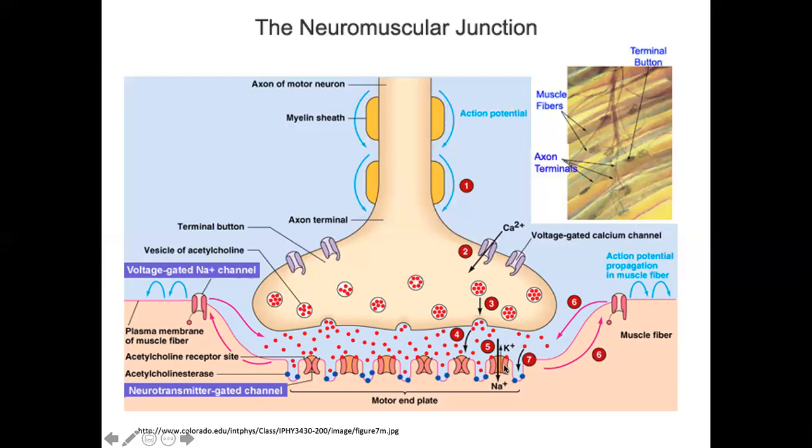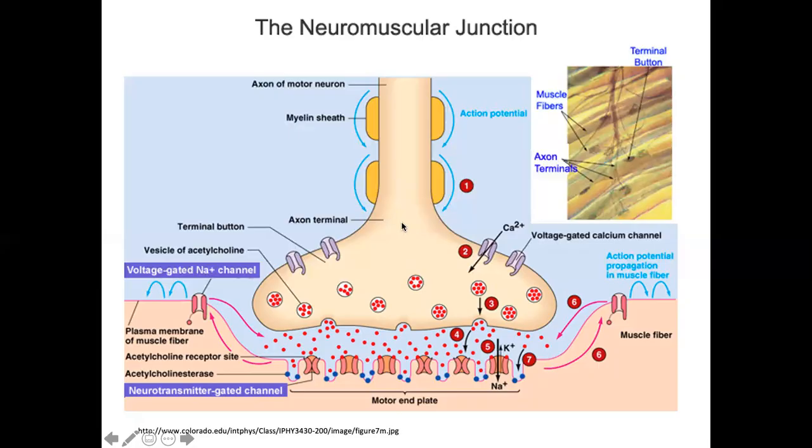acetylcholine binds to the receptor, pops open this channel, and sodium's going to rush in. Okay, what happens when sodium rushes in? It's going to spread. You're going to hit, first of all, you're going to hit threshold, and then it's going to spread on down the line and generate an action potential, right? So this region, this whole region is called the motor end plate.